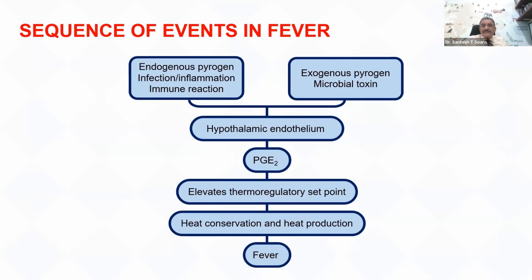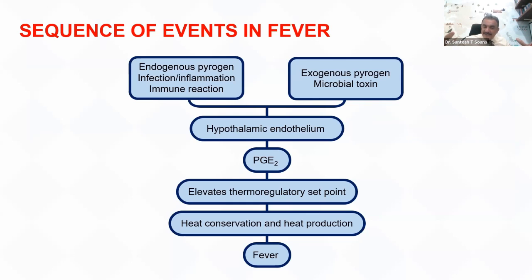This is the sequence of events when the fever occurs. As I said, these are the endogenous pyrogens, inflammatory modulators, and the immune reaction which is occurring, or it's an exogenous pyrogen or a microbial toxin which enters the body and affects the hypothalamic endothelium.